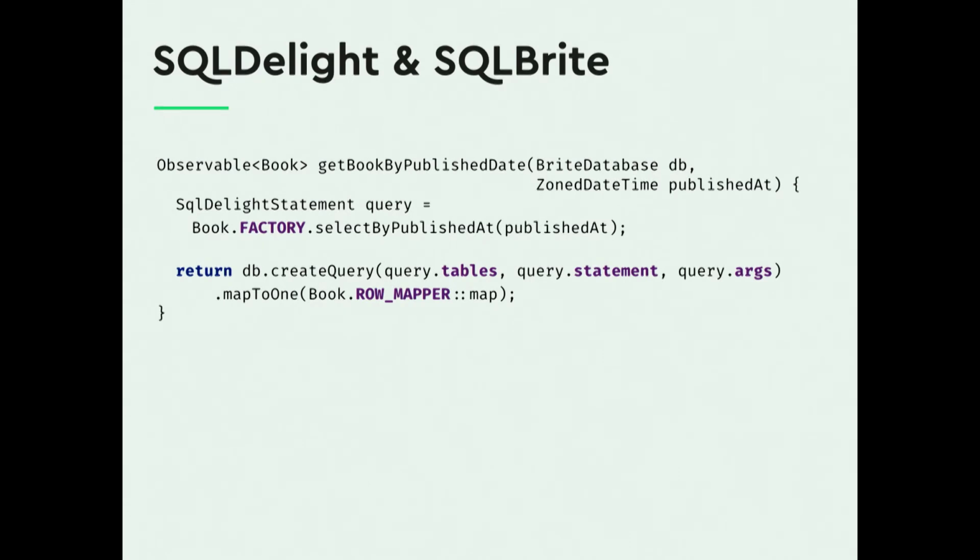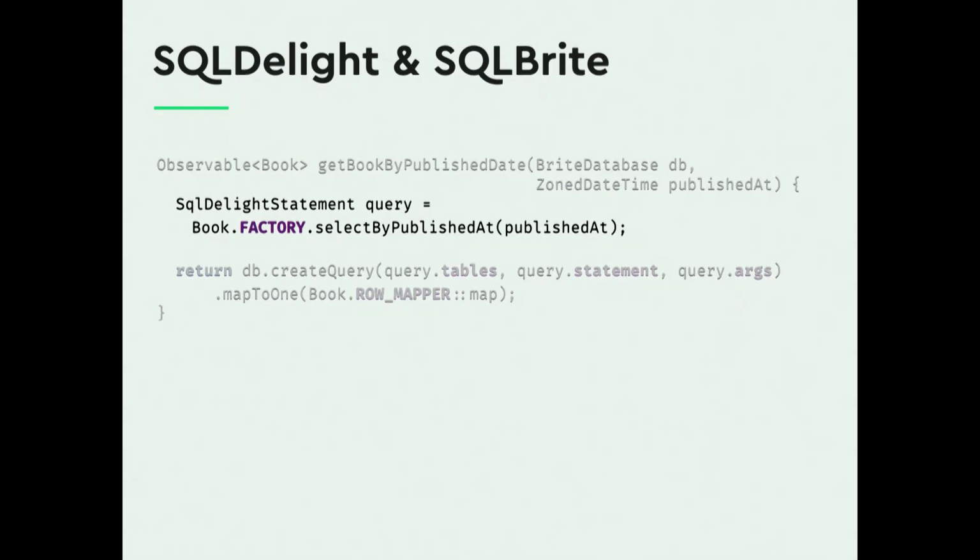I'll use the SQLDelight part, getting, again, the factory. And now I'm not selecting all. I just pass a specific argument. And it's going to bind to the precompiled statement, or in this case, you're going to pass this field, and it's going to give you this SQLDelight statement.